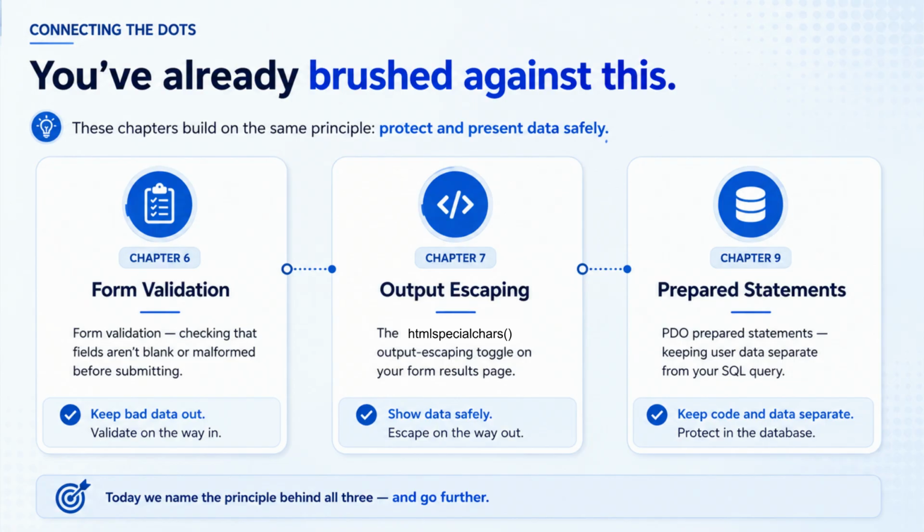This slide exists to reassure students that none of this is brand new. They've been circling this principle since Chapter 6 without it having a name. Walk through the 3 callbacks explicitly. Chapter 6's form validation was an early, partial version of don't trust input.